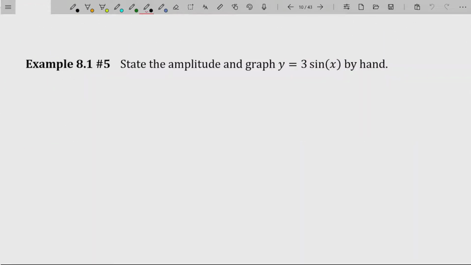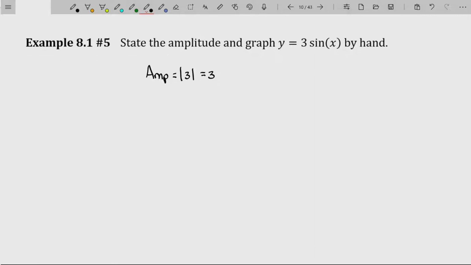And in fact, here we go with the first example. State the amplitude and graph y equals 3 times the sine of x by hand. I'm assuming that you do know some transformations from previous work. The amplitude here is going to be the absolute value of that coefficient 3, which is 3. And we know that that causes a vertical stretch. It's multiplying all the y values of the sine curve by 3.